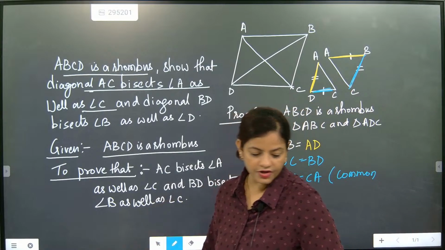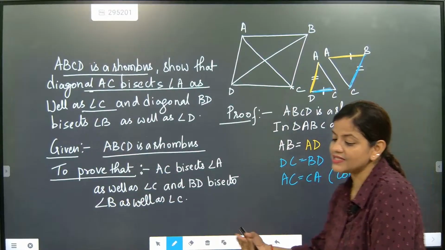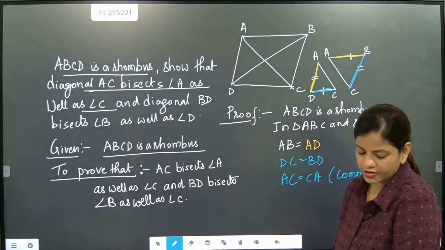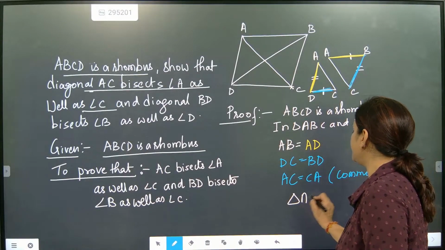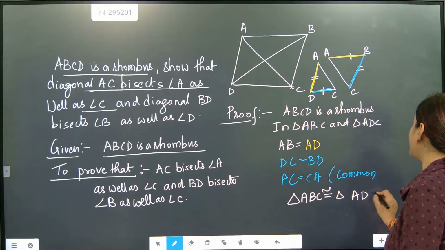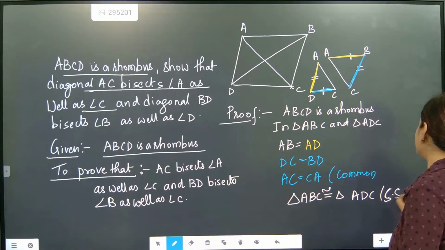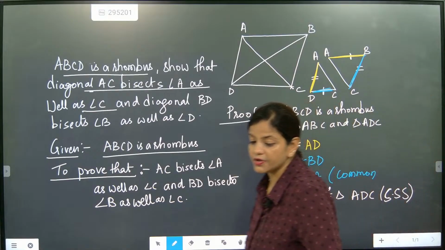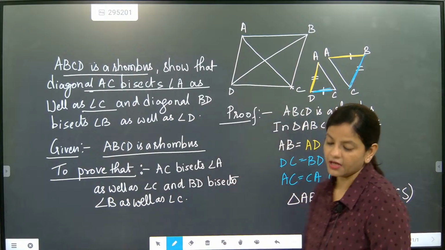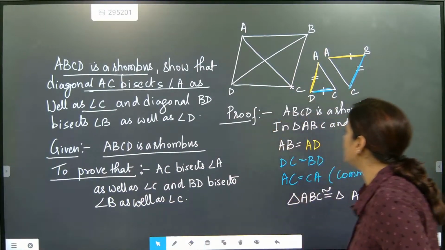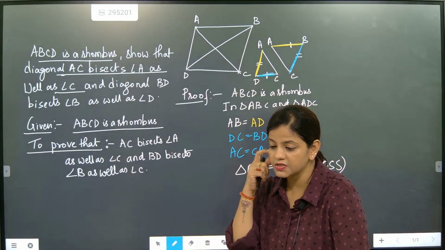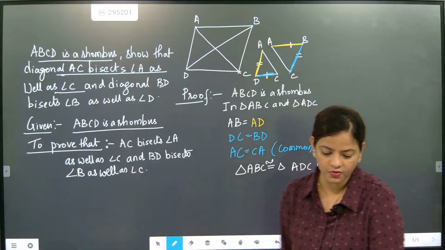So once we have written everything, we can say by side criteria both the triangles will become congruent. So triangle ABC will become congruent to triangle ADC by side criteria. They will be congruent by this property, and that property is called side criteria. Now the respective angles we have to make equal.